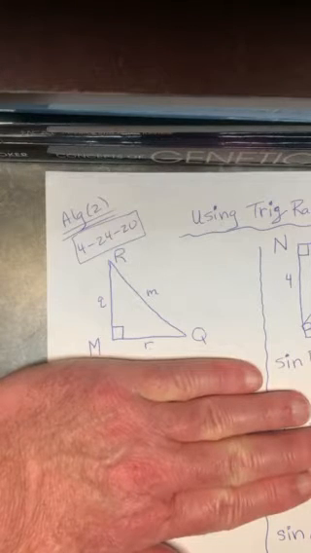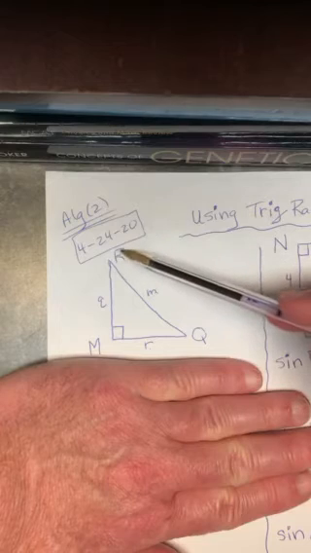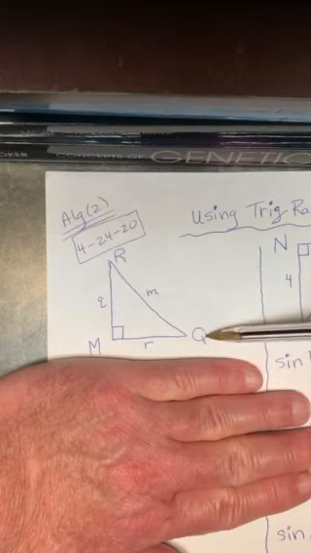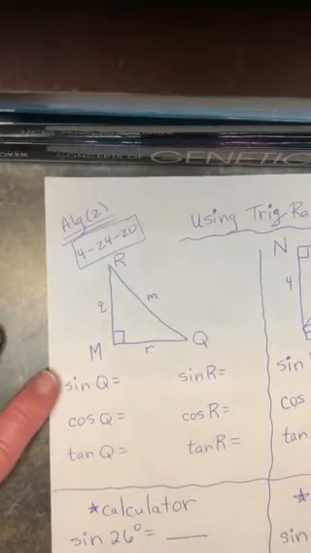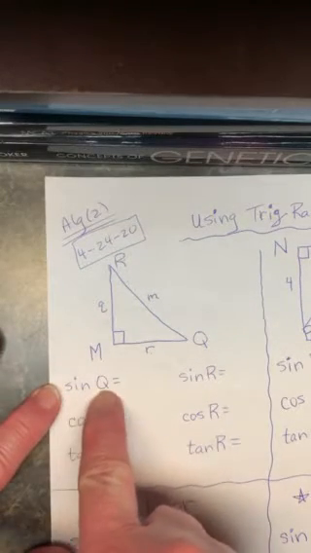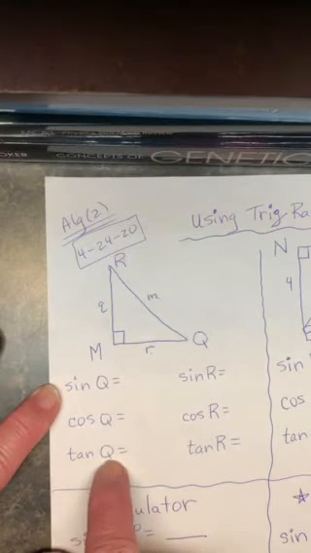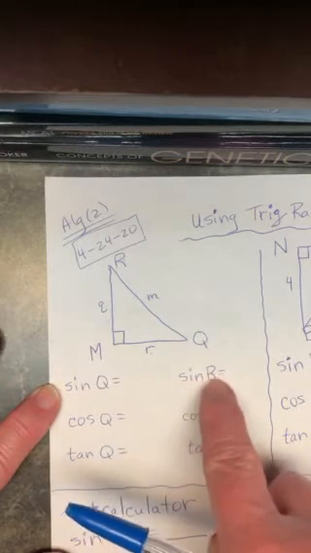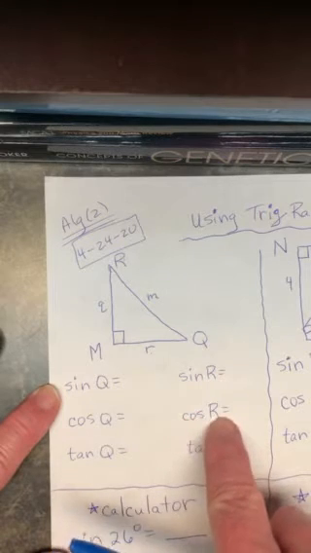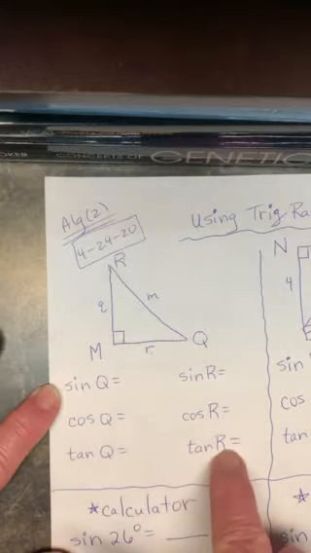So in this block, we're going to look at the 2 non-right angles and use them as reference angles. I want you to write down these 6 little questions: the sine of angle Q, cosine of Q, tangent of Q, and then we'll find the sine of angle R, the cosine of angle R, and the tangent of angle R.